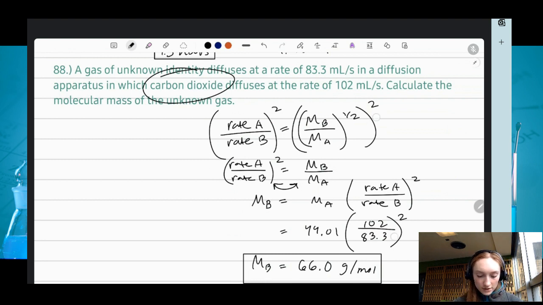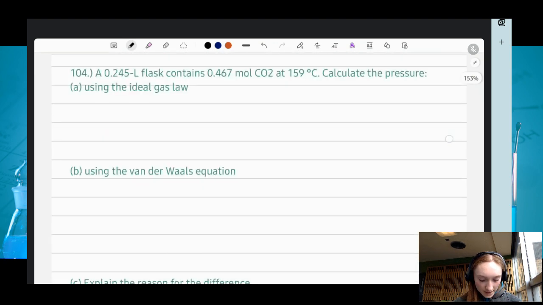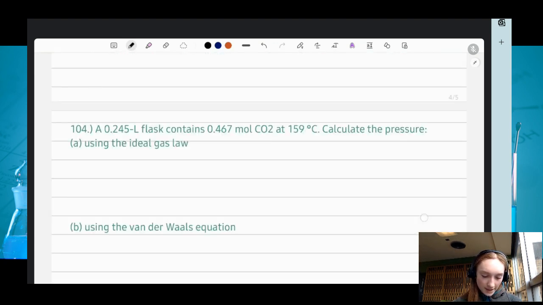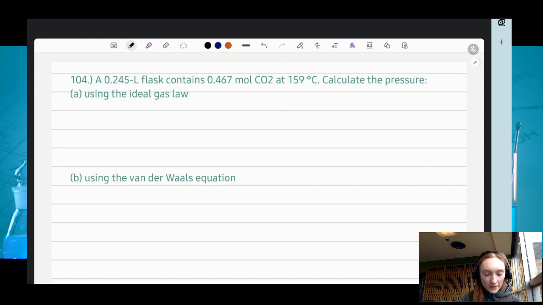Let's move on to, I believe, the last problem of the day. This is problem 104. It says a 0.245 liter flask contains 0.467 moles of CO2 at 159 degrees Celsius. Calculate the pressure using the ideal gas law. So that's the first problem for this.